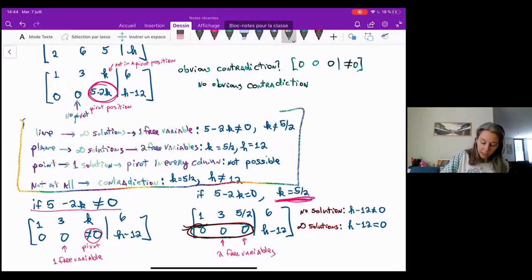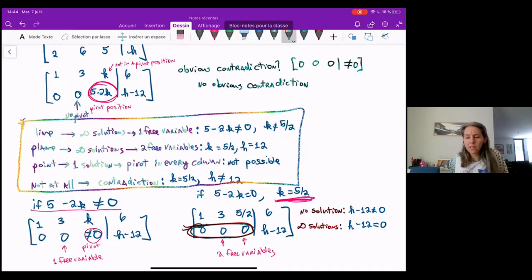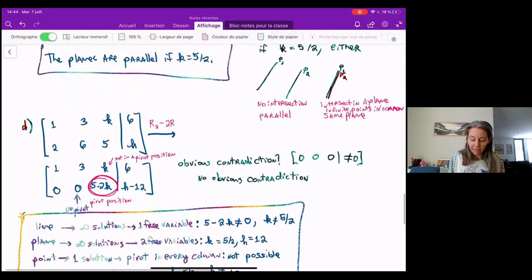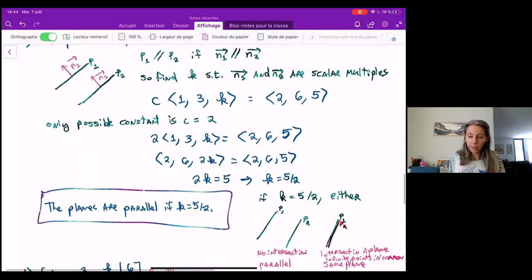Notice this was really a consistency condition question. We kind of just had to take it one step further. When we were plugging things in, we had to actually count our pivots. Now I want us to go back. Notice that k equals 5 over 2 is the value that showed up when we were parallel.